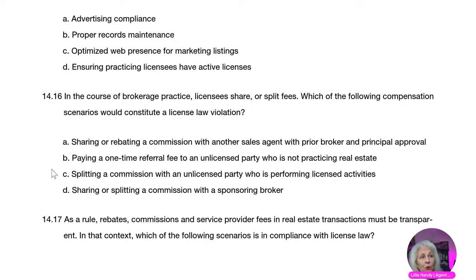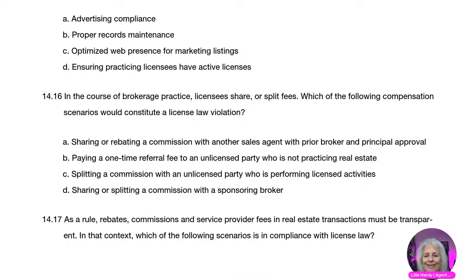Number 16. In the course of brokerage practice, licensees share or split fees. Which of the following compensation scenarios would constitute a license law violation? A, sharing or rebating a commission with another sales agent with prior broker and principal approval. B, paying a one-time referral fee to an unlicensed party who is not practicing real estate. C, splitting a commission with an unlicensed party who is performing licensed activities. Or D, sharing or splitting commission with a sponsoring broker. So which of the following compensation would constitute a license law violation?